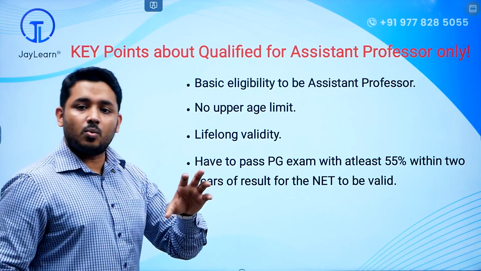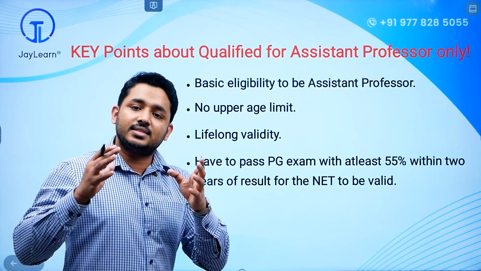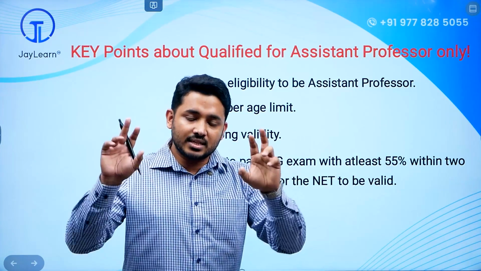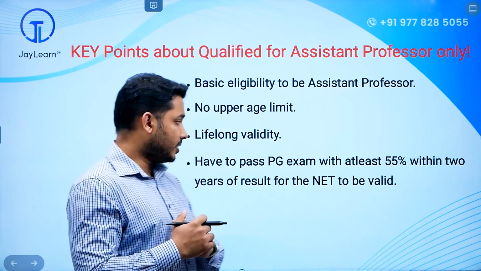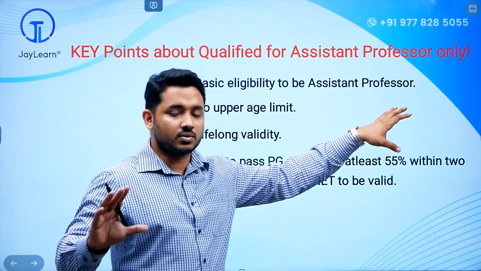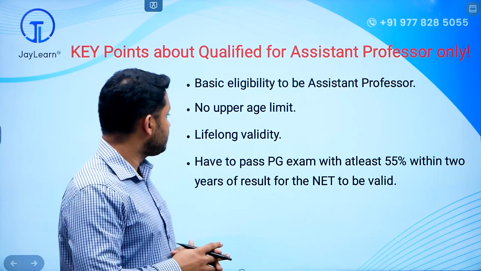Now let's once again look at the key points of assistant professor. So that's again qualified for assistant professor only, because that's how you'll get it in the certificate. So that's a basic eligibility to be an assistant professor. So without that, you cannot be an assistant professor.